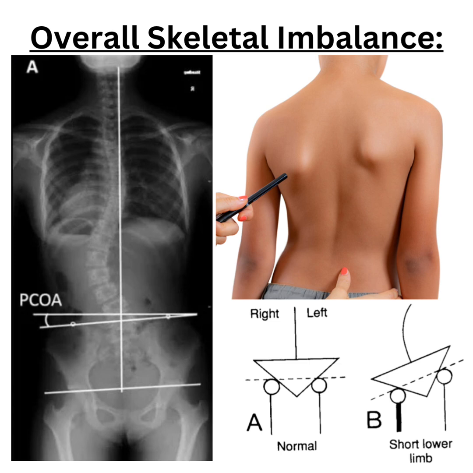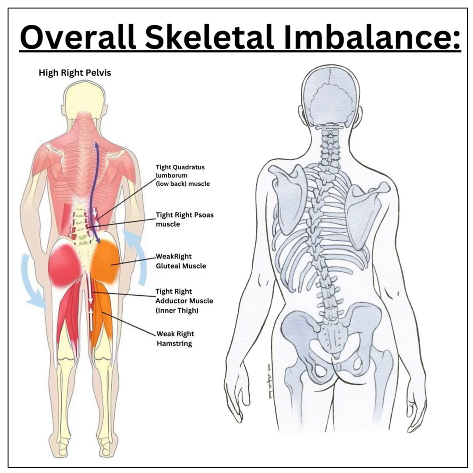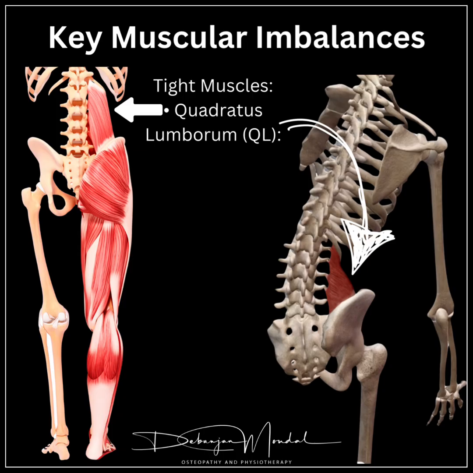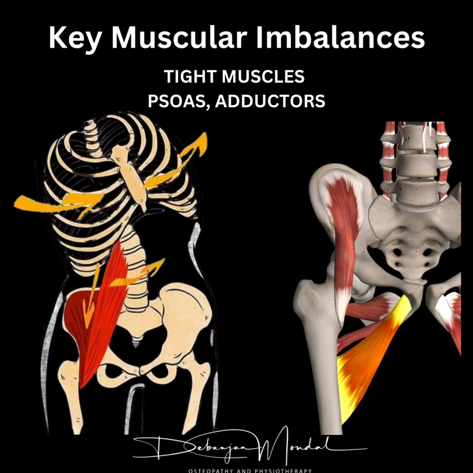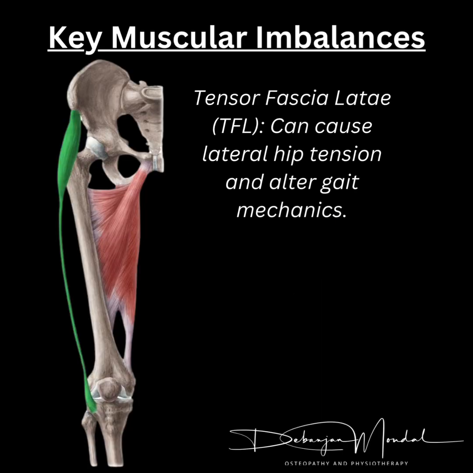Overall skeletal imbalance. Shoulder drops and uneven hip alignment lead to biomechanical inefficiencies. Knee and foot compensations, for example, pronation or eversion, further complicate movement patterns. Tight muscles: quadratus lumborum, QL, causes side bending and contributes to the elevation of one side of the pelvis. Psoas, pulls the pelvis into an anterior tilt, affecting spinal posture. Adductors, shortened inner thigh muscles restrict proper hip movement. Tensor fascia latae, TFL, can cause lateral hip tension and alter gait mechanics.